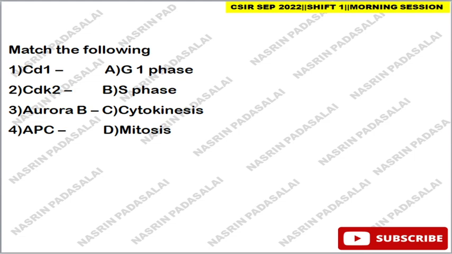And APC, that is anaphase promoting complex, is an E3 ubiquitin ligase enzyme, and it will mark a cell cycle protein for degradation by the 26S proteasome complex. This is important for the transition from metaphase to anaphase. In addition to that, it also promotes the exit of the cell from mitosis and cytokinesis. So this APC is mainly involved in the cytokinesis process.